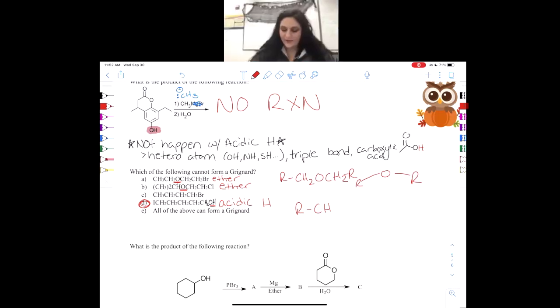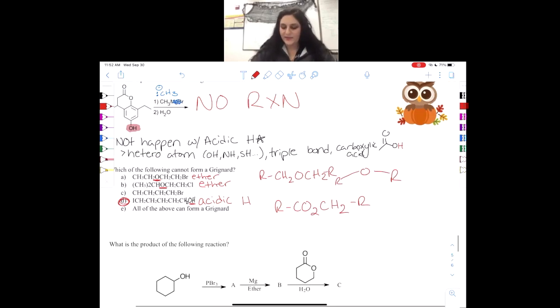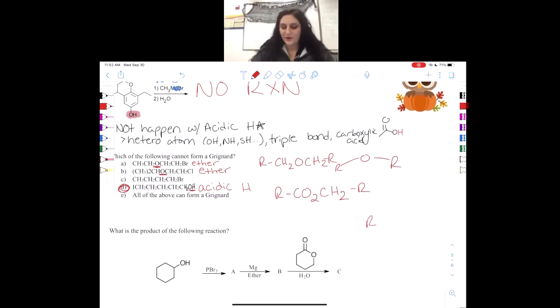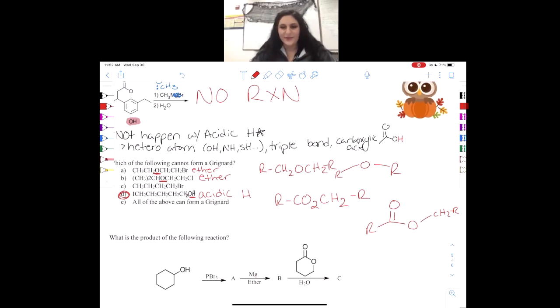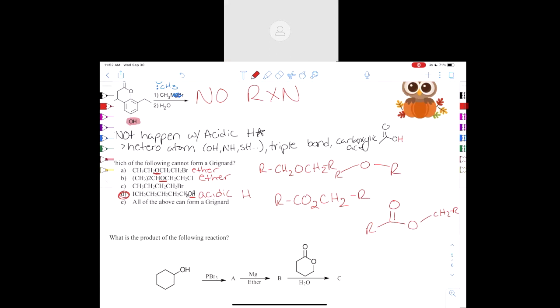Thank you very much. So if it was written CO2CH2R, that would mean that you have an R group attached to this carbon, which is double bonded to an oxygen, and then bonded to the other oxygen, and then we have a CH2 and an R group. I stuttered a little bit on that last part. But yeah, okay. You're welcome.